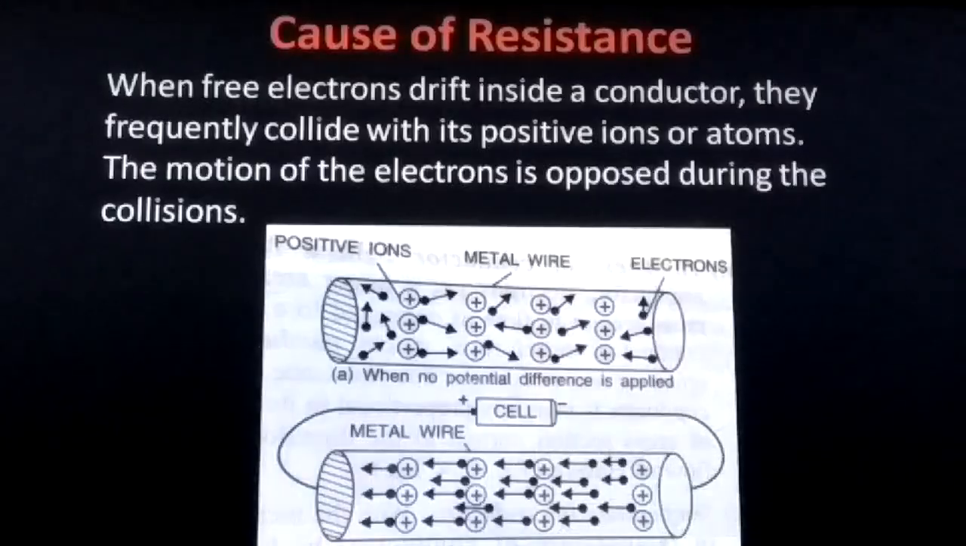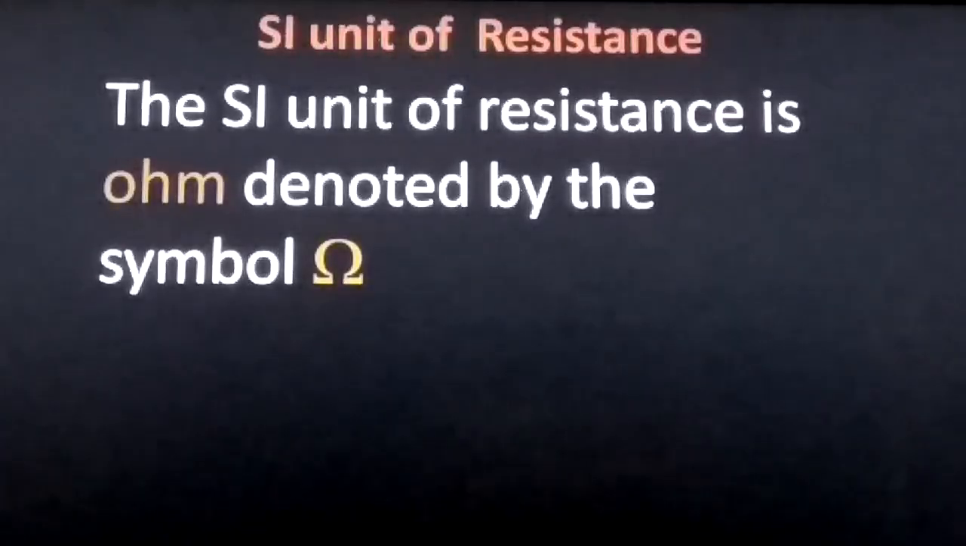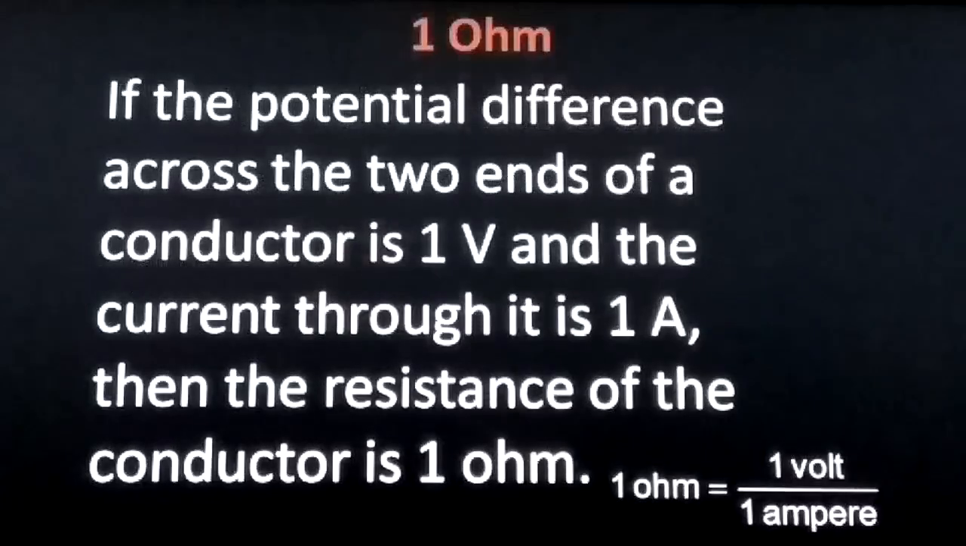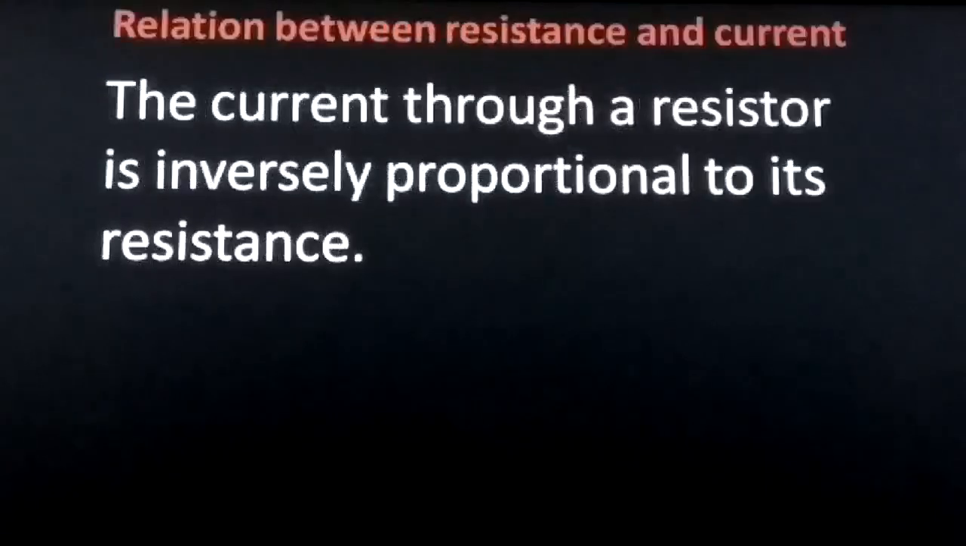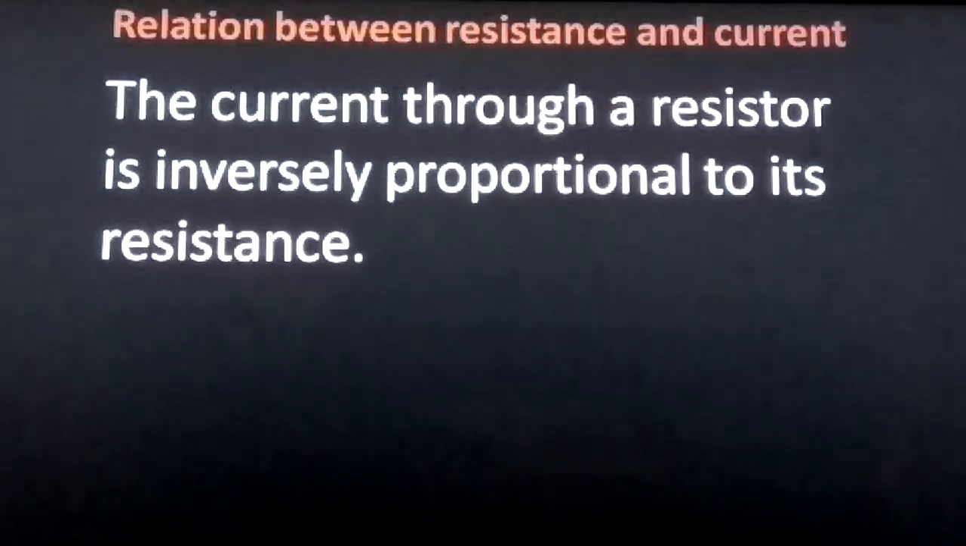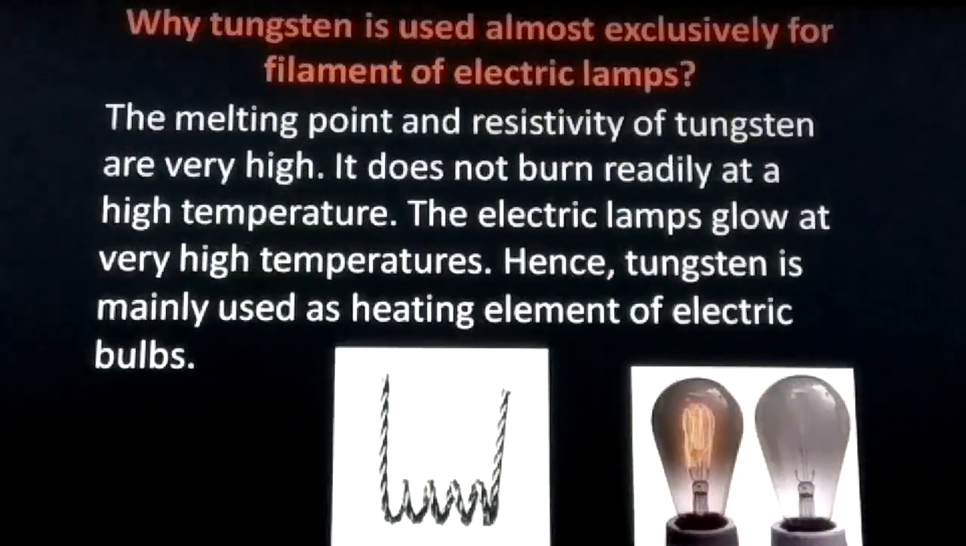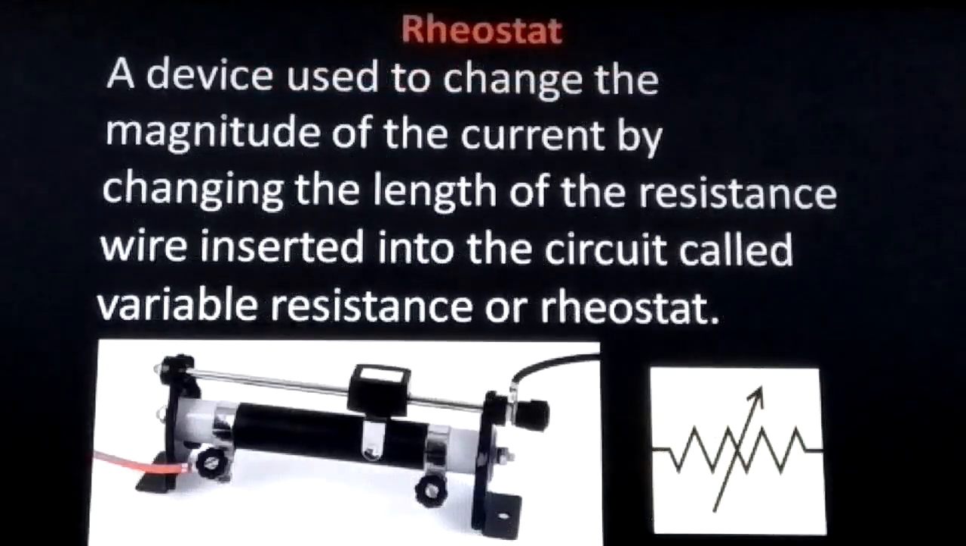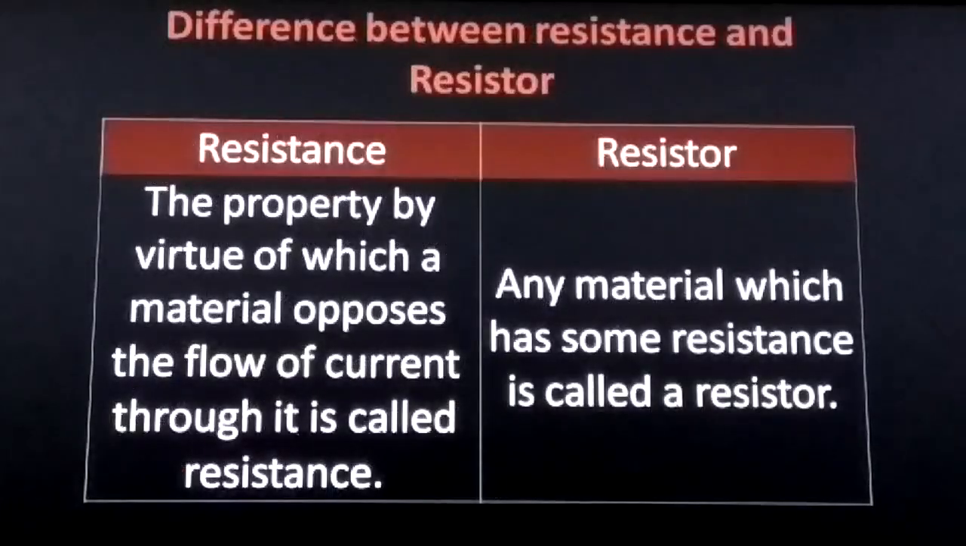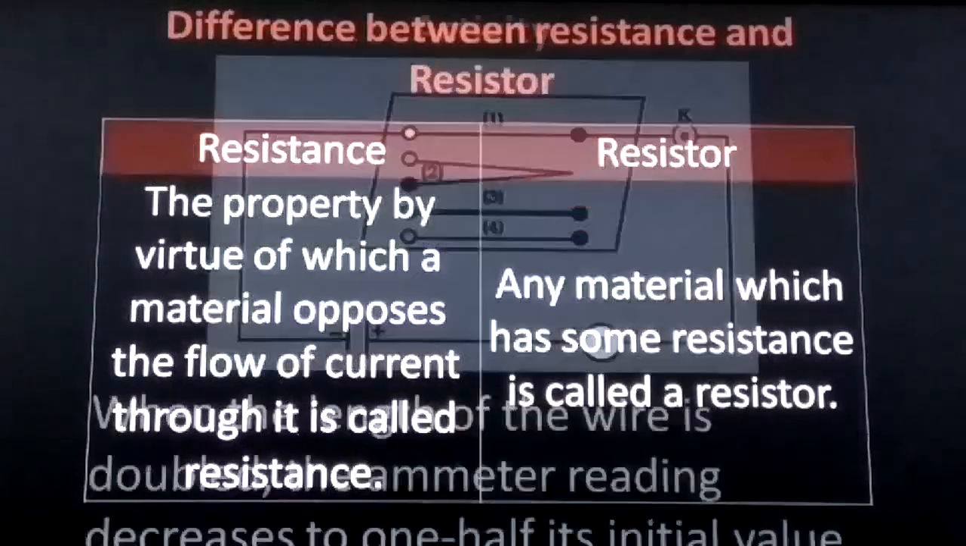and the cause of resistance, how resistivity occurs in the metals or conductors, and SI unit of resistance, definition of the 1 ohm, and the relationship between the resistance and the current, and why the tungsten wire is used in the lamps, and the instrument rheostat, and the difference between the resistance and resistor.